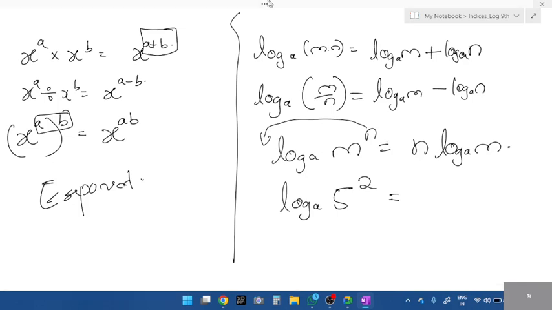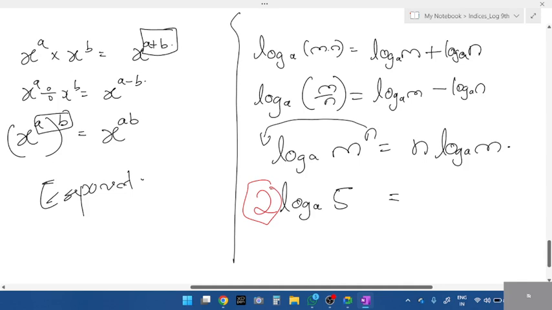25. But if I write 2 here, this is the opposite of what we are solving. When you're getting questions like this, 2 log a, before log, if there is any value, you have to shift it to the power. So this becomes log a 5 square. What is log a 5 square value? 25.